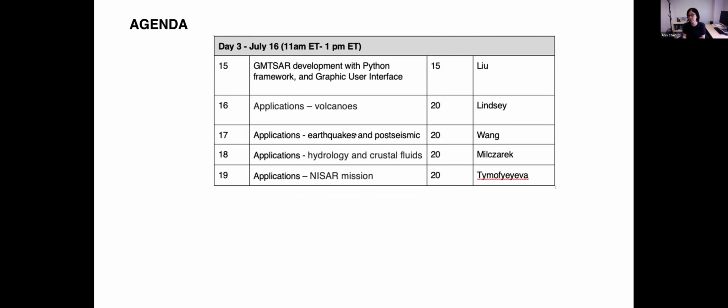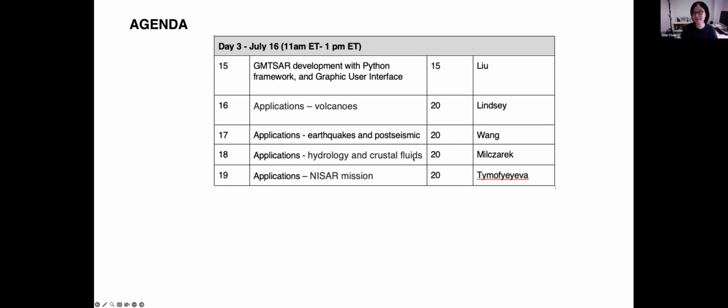On day 3, we are going to cover a few examples of applications in different science disciplines, once you know how to process data. Ding Liu is going to talk about some of the latest developments of GMTSAR, trying to use Python as the scripting language instead of C. And at the very end, Katia will give a brief update about the NISAR mission, because we have all been waiting a long time and are excited about it. Hopefully we will have this kind of data in the near future.